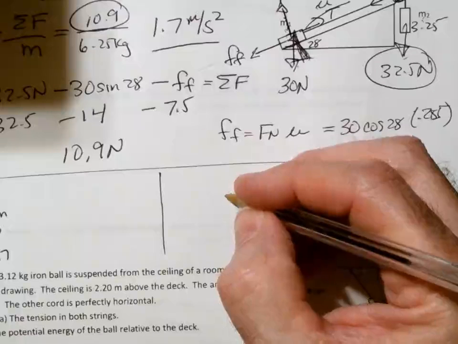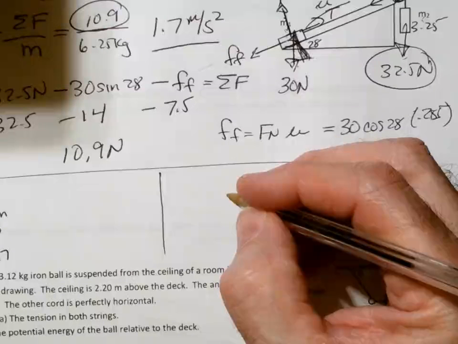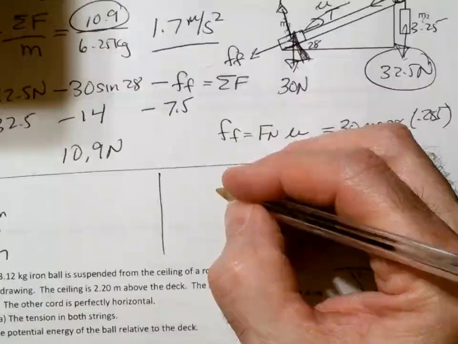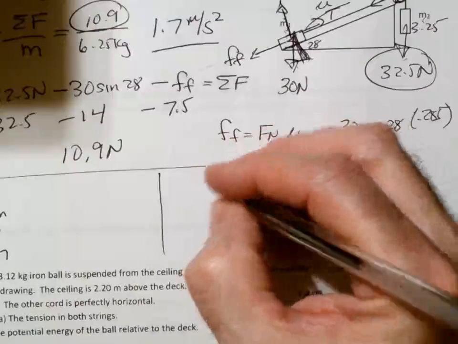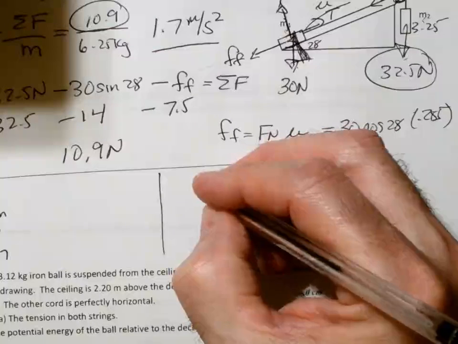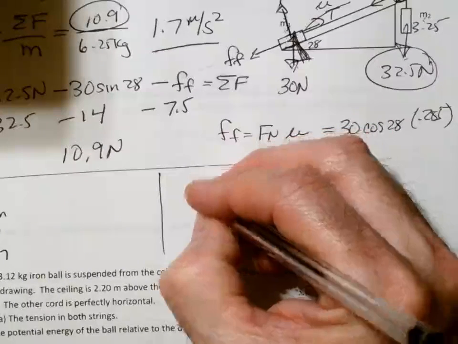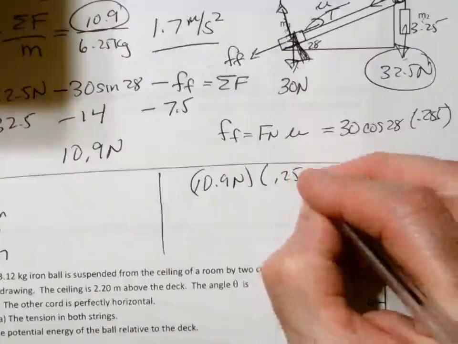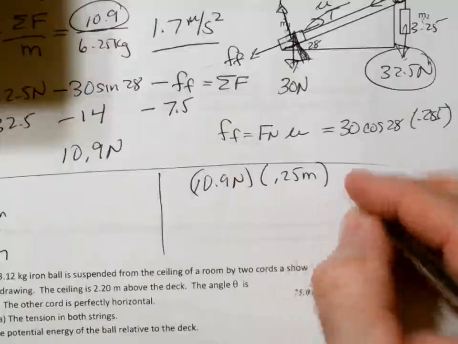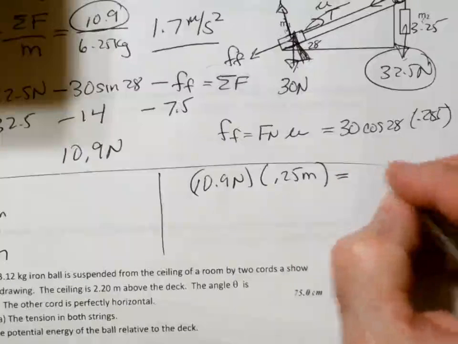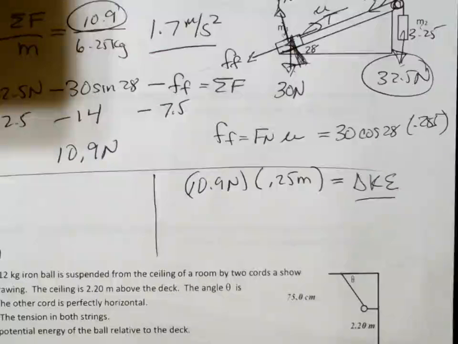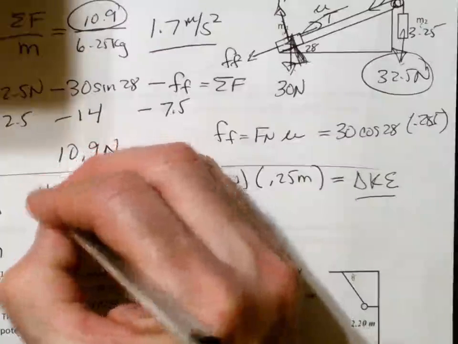I don't know, that might be a little tricky. We'd have to figure out how much work is done going up the ramp. I guess that would be the net work done. So we do know the net force, and we know the displacement, so I guess we could do that. We could say 10.9 newtons, that's the net force, times 0.25 meters, that's the displacement. That's the work, and that's equal to the change in kinetic energy, and since we're starting from rest, that would be the kinetic energy.